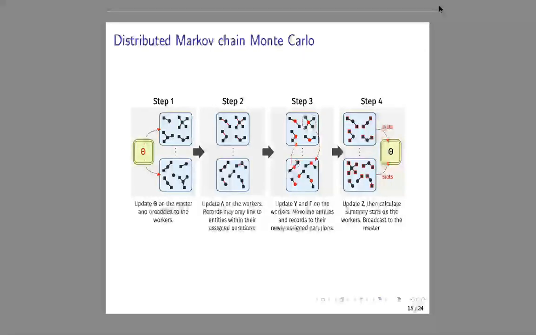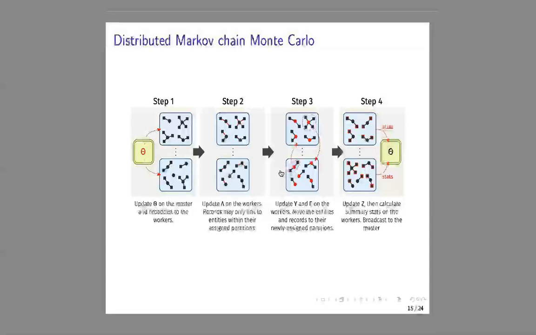What does this look like in general? So for one iteration, for example, of the Gibbs sampler, we have theta. We update theta on the master. So this is an example of what the partitions or the blocks look like. So we update theta on the master and then broadcast it to the workers. Then we're going to update the linkage structure on each particular worker. So if we look in each particular block, the records can only link to the entities within their particular block or partition. So nothing can move across the partitions.